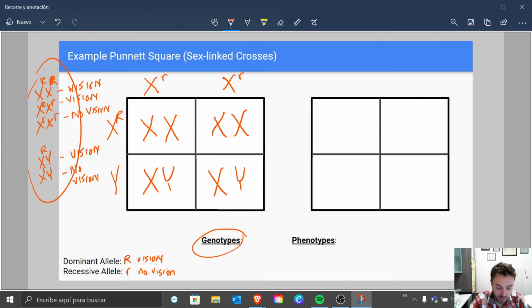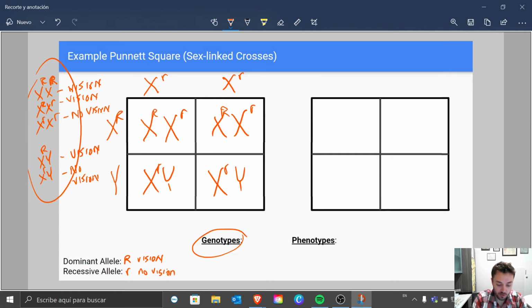Okay. And then I'm going to transfer the exponents. So big R coming from here. The Y, of course, doesn't have the allele, so I don't bring it down. Then that little r, I put on the X's coming down.